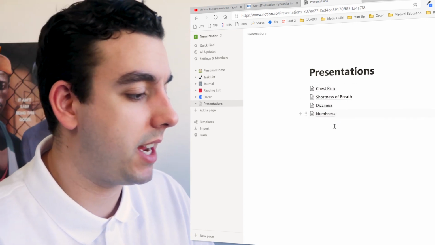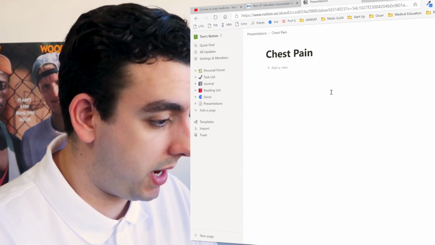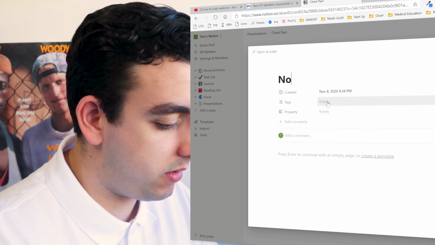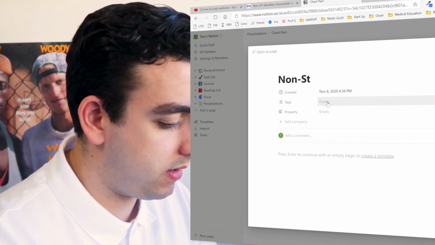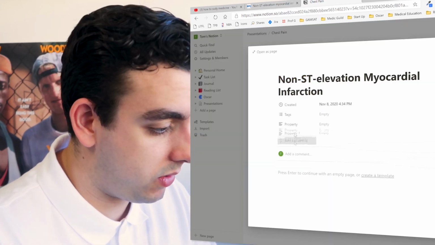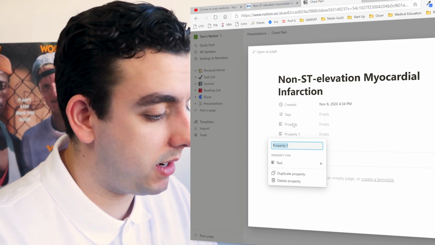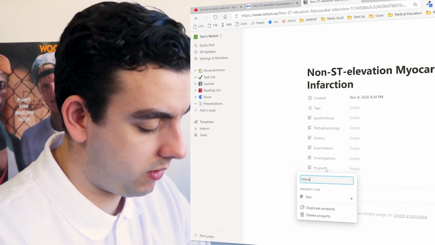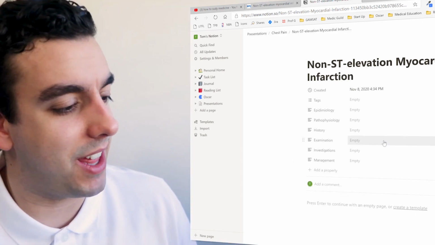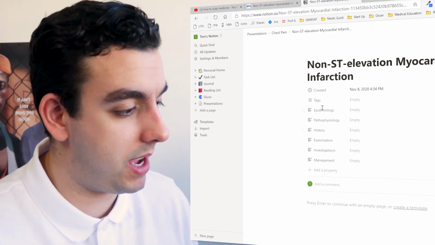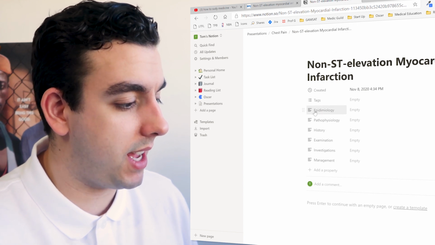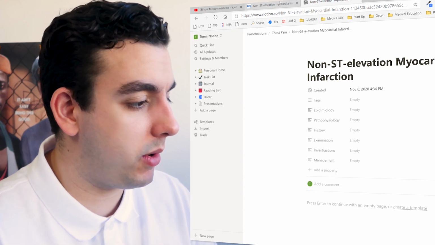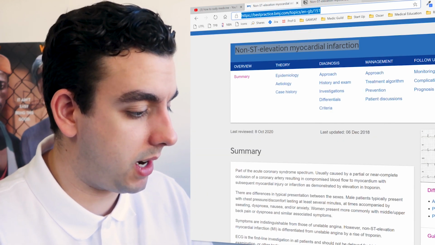In here I've got presentations. So I'm going to add it under chest pain, and I'm going to add a new condition, non-ST. So for each of the properties, I'm going to add my different fields. I've created the non-ST elevation myocardial infarction Notion page. You can see each of the different things. And I would also include the links to the resources that I would use.